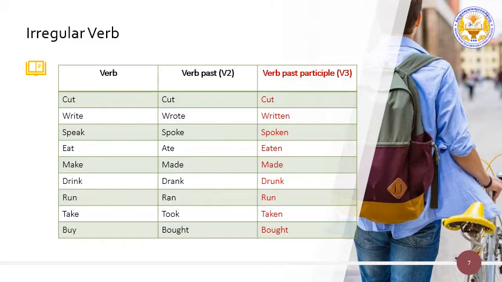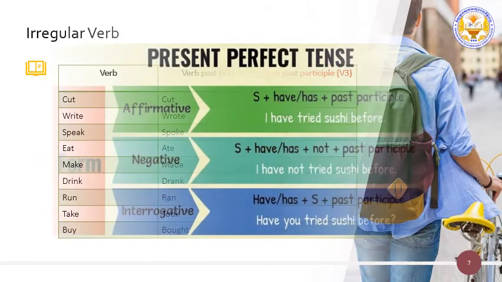Verb write, past simple changes to wrote, and past participle changes to written. Speak changes to spoke, spoken. Eat, ate, eaten. Make, made, made. Drink, drank, drunk. Run, ran, run. Take, took, taken. Buy, bought, bought. So you have to go through it on your own with other irregular verbs.